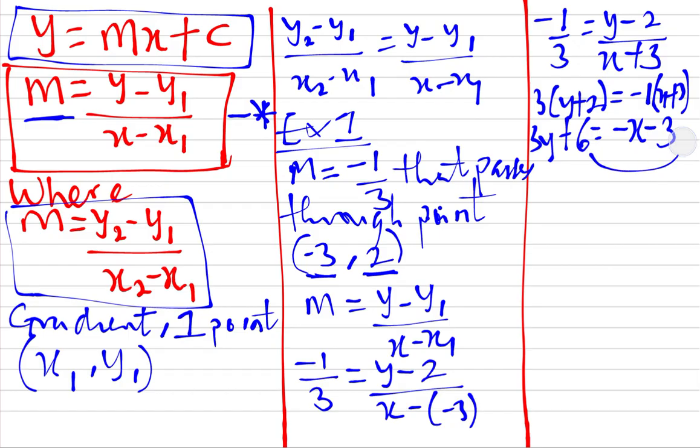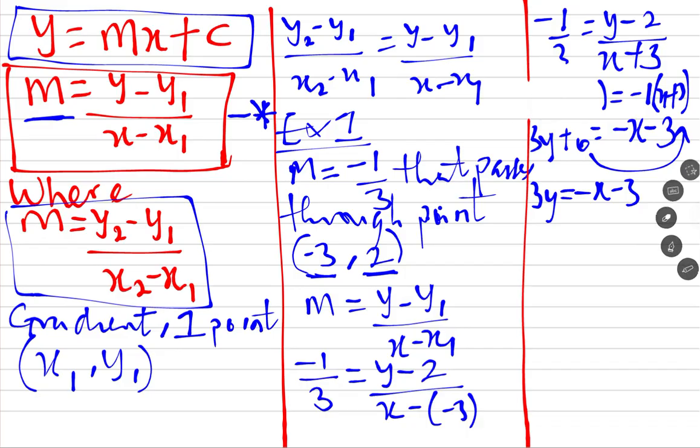So you now bring this 6 to this side, and that will now become what? 3y equals to what? Minus x minus 3. Oh sorry, I think I made a mistake here. Here we have y minus 2, not y plus 2. So you should note that.